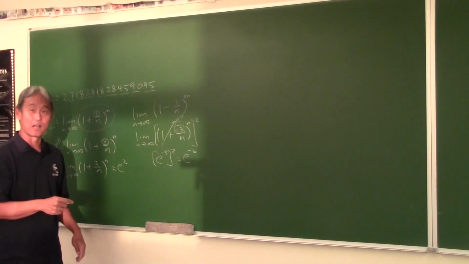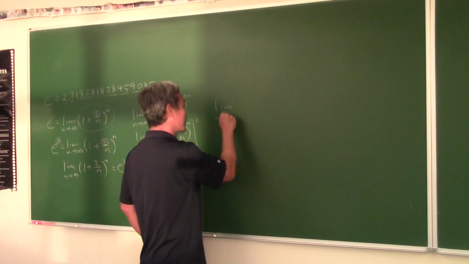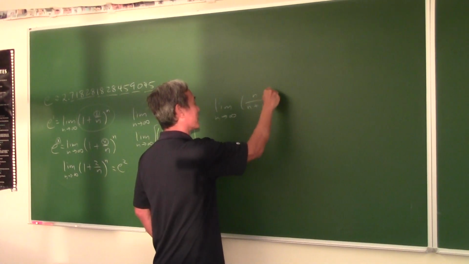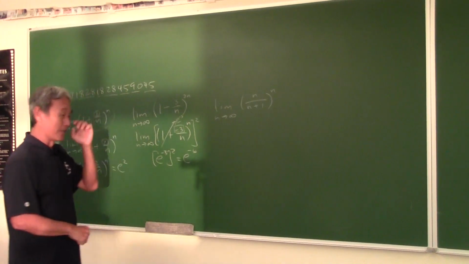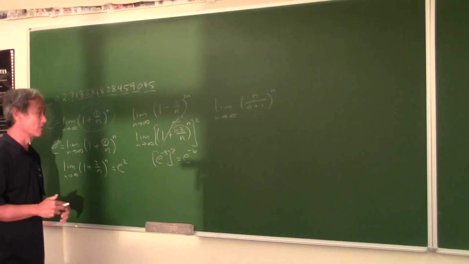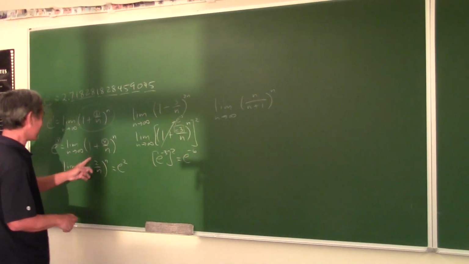Well, you guys think you're good now, yeah? Well, let's do another one then. What is the limit as n approaches infinity of n over n plus 1, to the nth power? Now, this one you're going to see a lot in BC calculus, so we need to know how to do it. So how can I make this look like this?